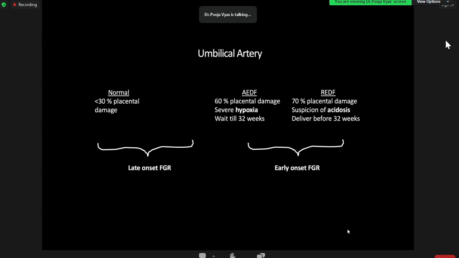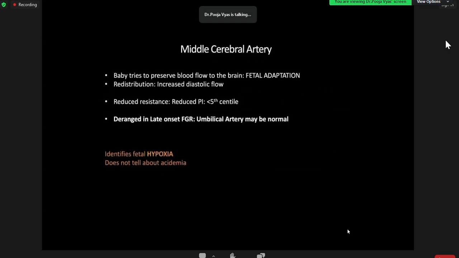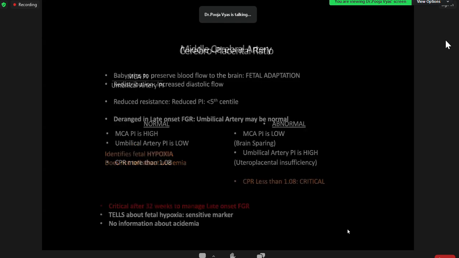We have to wait till 32 weeks in a case of absent end diastolic flow, and we have to deliver before 32 weeks in a case of reversed end diastolic flow. MCA is a marker of fetal hypoxia, and it is very sensitive in the late onset FGR.